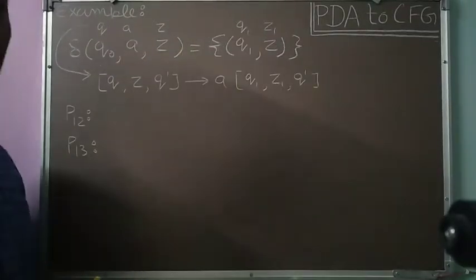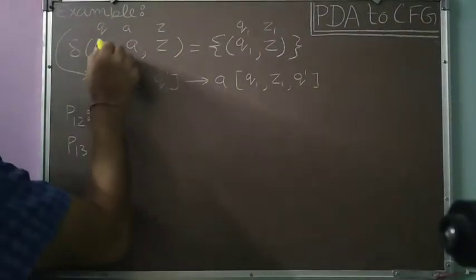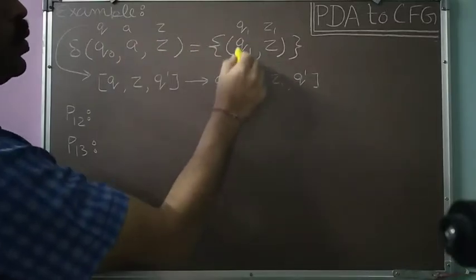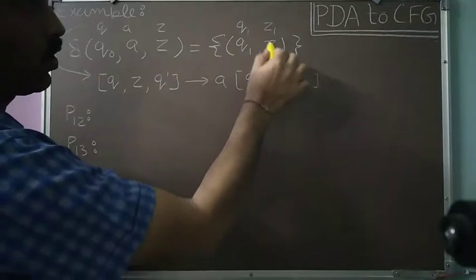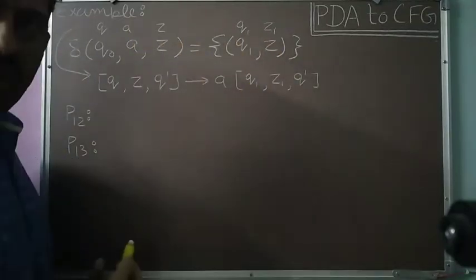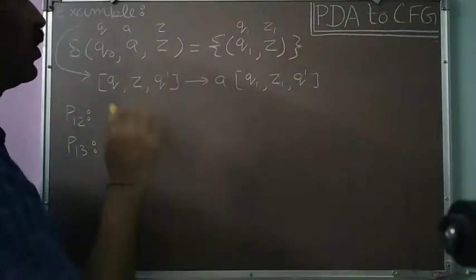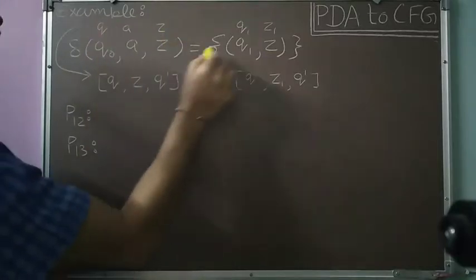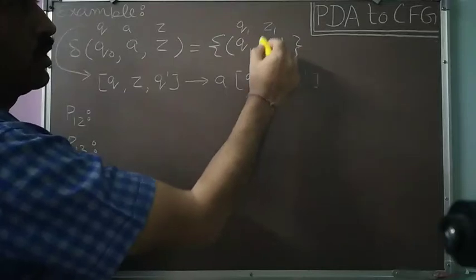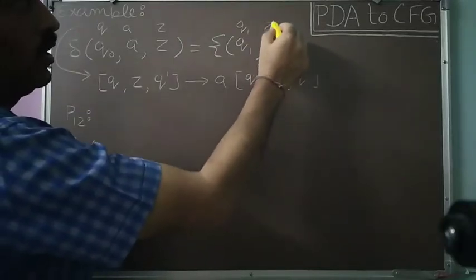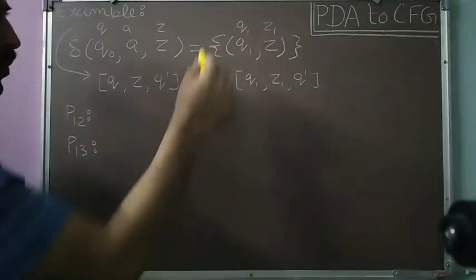Now we come to the 4th transition, that is delta(Q0, A, Z) = (Q1, Z). Again, because we are not writing null here, it is a non-erasing move. So we write the format of the non-erasing move, that is delta(Q, A, Z) = (Q1, Z1 Z2 and so on). Here there is only one symbol, so we will finish at Z1 only.